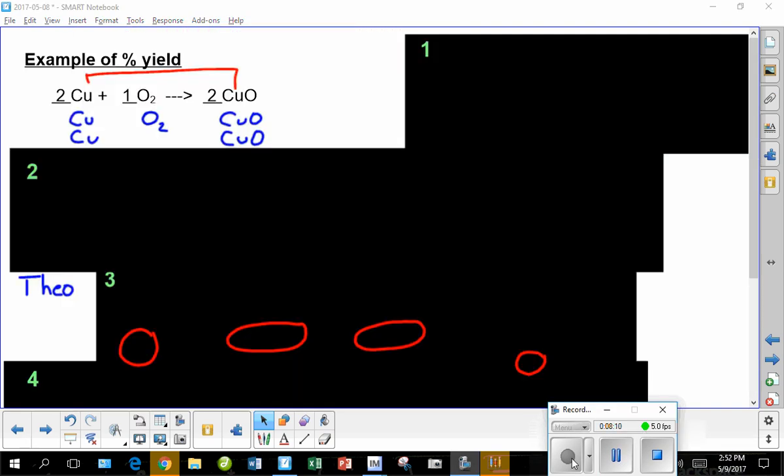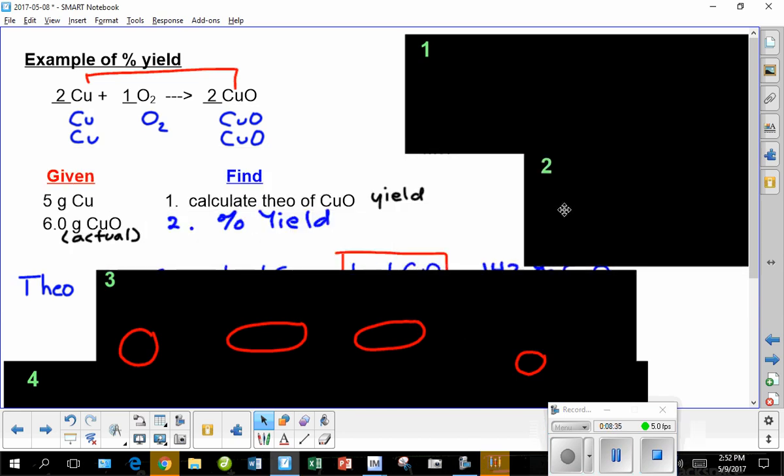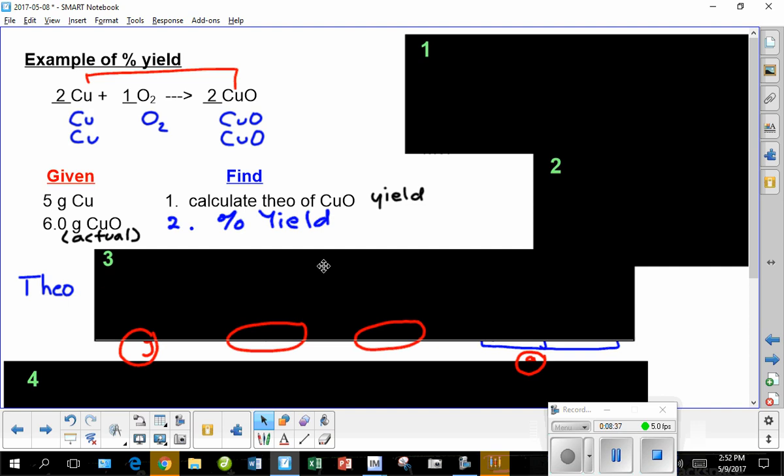I think it's fun to see that reaction, because this is what we're doing in this particular example. Okay, starting the video again. This is an example of the reaction of copper with oxygen to form copper 2 oxide. And the problem comes in this form.